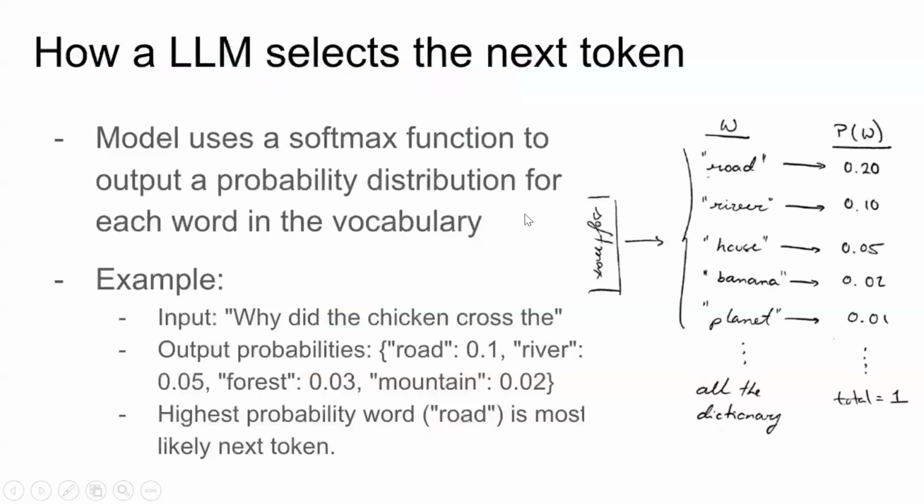And then we saw there is a softmax layer which produces a probability score for all the words in its dictionary. If there are 1,000 words, or a million words, for each word it will create some probability. For example, road as the next word will have a probability of 0.20. River will have 0.10, and then it selects the best one.